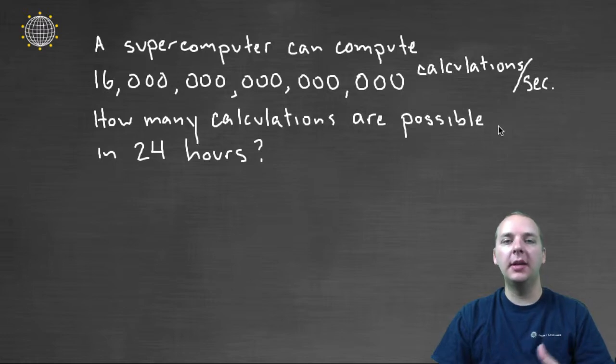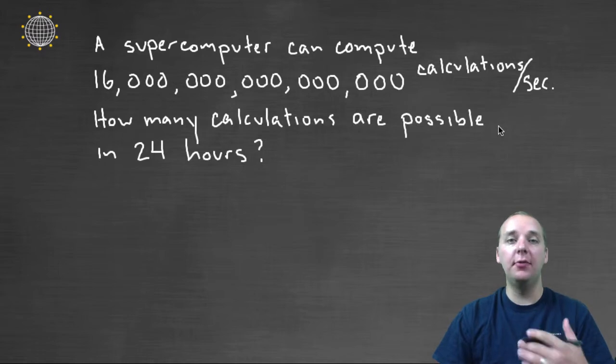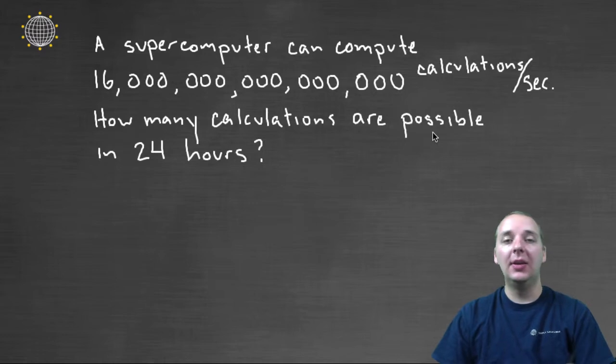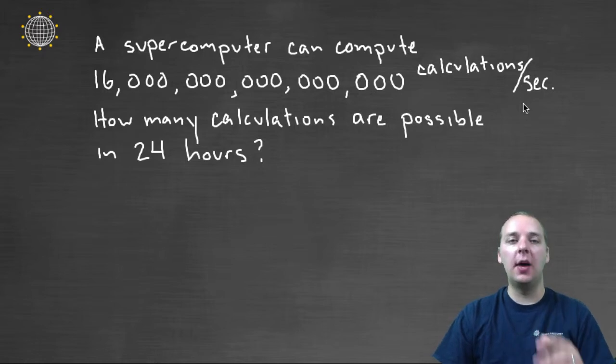Here we have a real-life application dealing with scientific notation. It says a supercomputer can compute 16 quadrillion calculations every second. And it asks how many calculations are possible in 24 hours if it can compute this many per second. Well, that's already a mind-boggling number, but when you do that every second for a whole day, it just gets astronomically big. So I think scientific notation is definitely appropriate here because we're dealing with such large, cumbersome numbers.